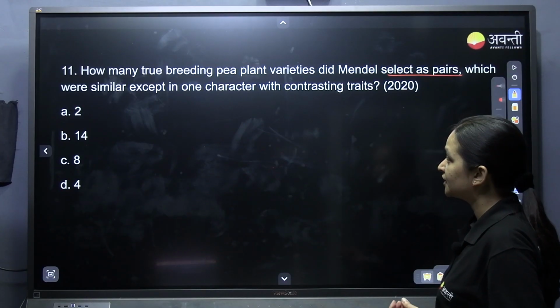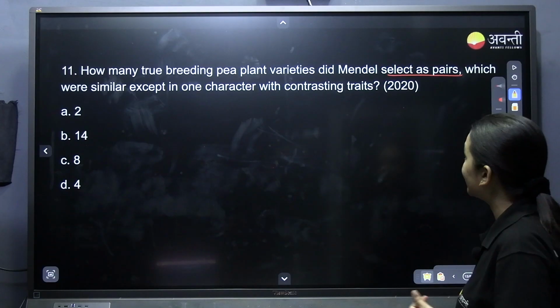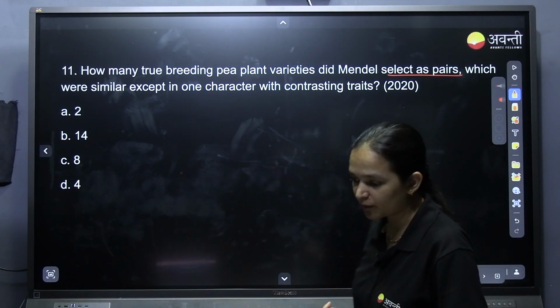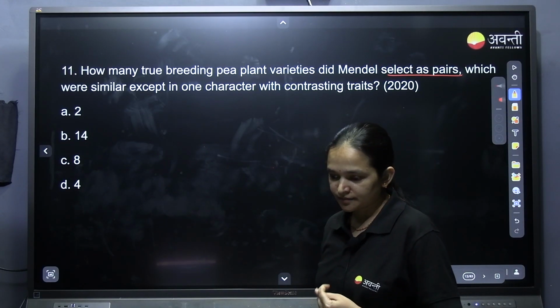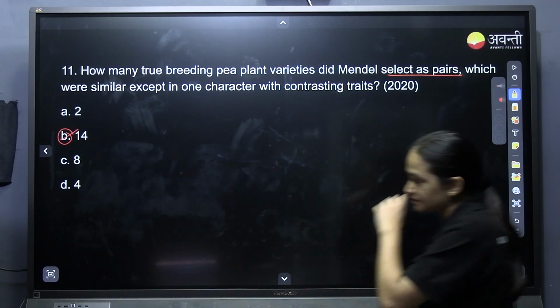How many true breeding pea plant varieties did Mendel select as pairs, which were similar except one character with contrasting traits? We need to find the traits here. How many did he select? 14 traits. Yes, very good.